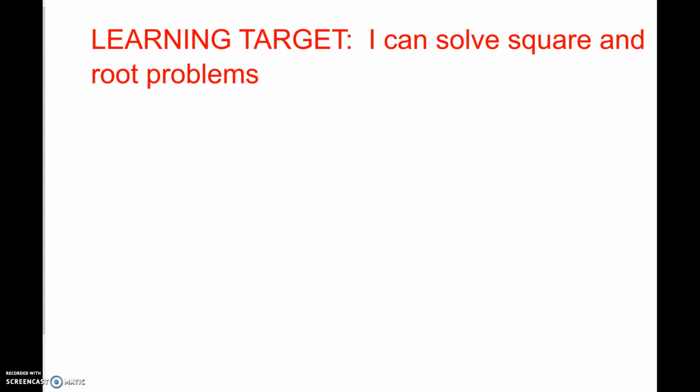Today's learning target is I can solve square and root problems. Some of them are going to be square roots, some of them are cube roots or fourth roots. So first, let's talk about what perfect squares are.